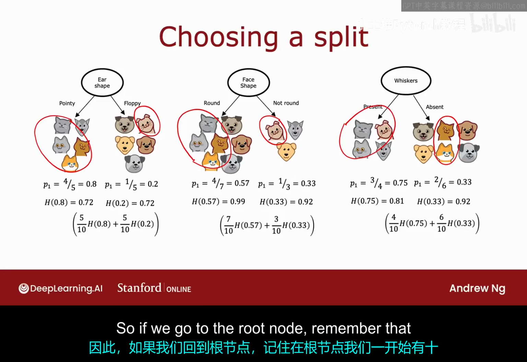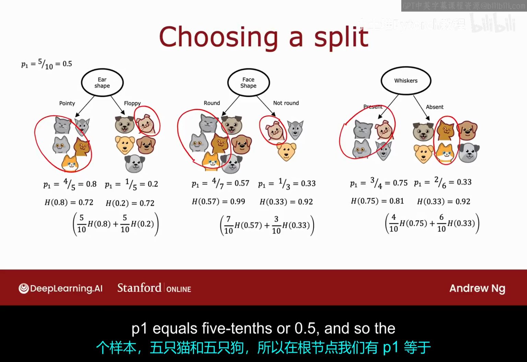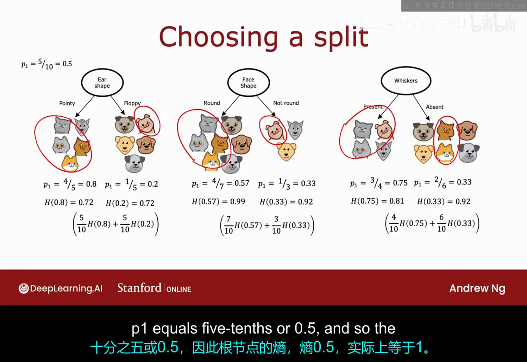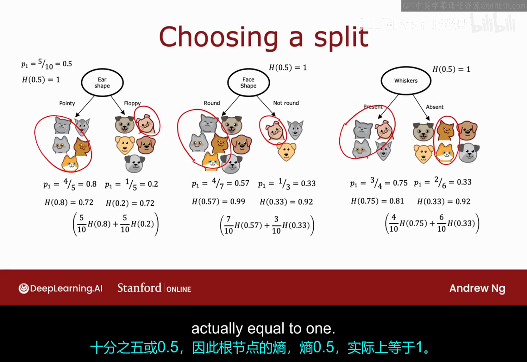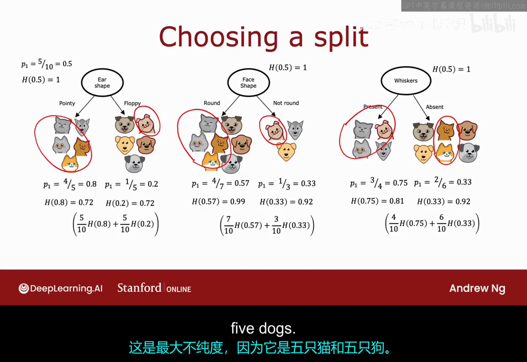So if we go to the root node, remember that at the root node, we had started off with all 10 examples of the root node with 5 cats and 5 dogs. And so at the root node, we had P1 equals 5/10 or 0.5. And so the entropy of the root node, entropy of 0.5, was actually equal to 1. This was maximum impurity because it was 5 cats and 5 dogs.